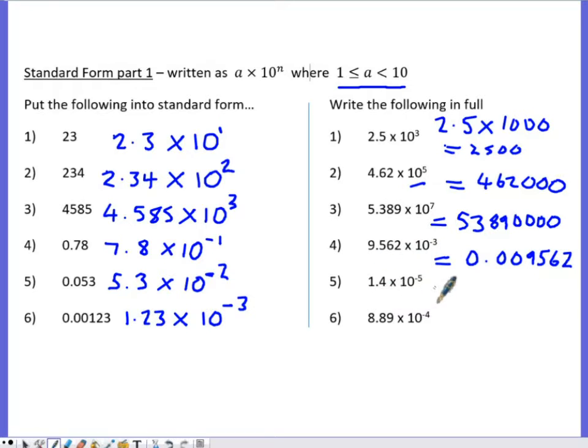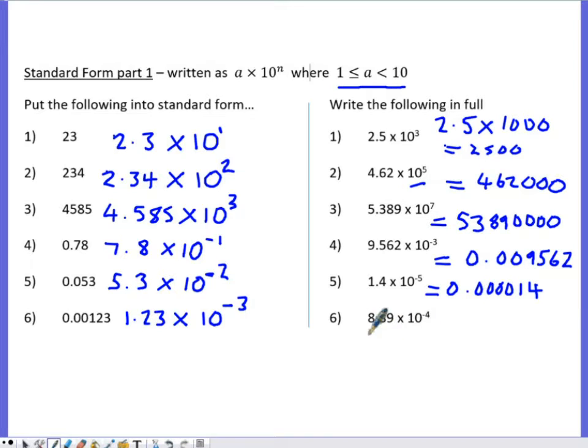Doing a similar thing with this. If I move it one place, the decimal point will be there. If I need to move it a further 4 places, which means there's going to be 4 more zeros. So I get 0.0000014. Again, checking the answer, 1, 2, 3, 4, 5, it gives me the correct answer.